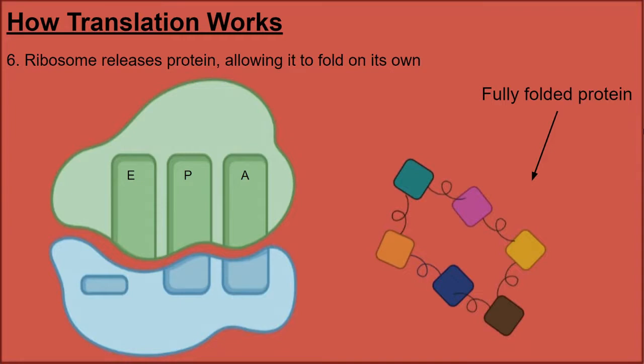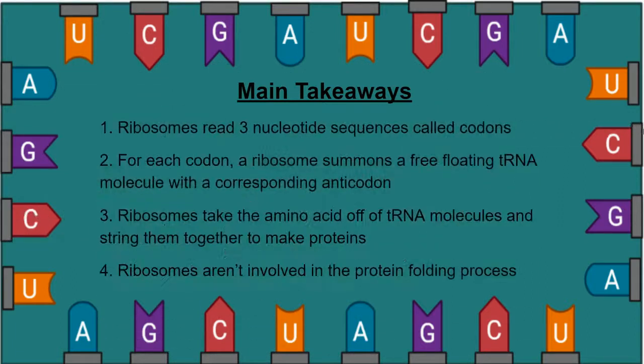We just went over a lot of content really quickly, but here's a brief summary of how ribosomes work. 1. Ribosomes read 3 nucleotide sequences called codons. 2. For each codon, a ribosome summons a free-floating tRNA molecule with a corresponding anticodon. 3. Ribosomes take the amino acid off tRNA molecules and string them together to make proteins. And 4. Ribosomes aren't involved in the protein folding process.